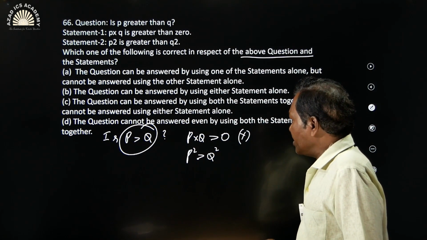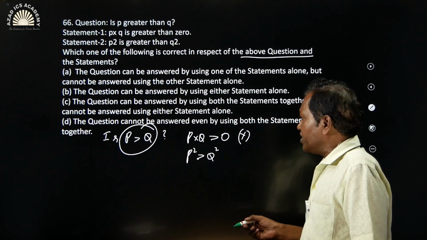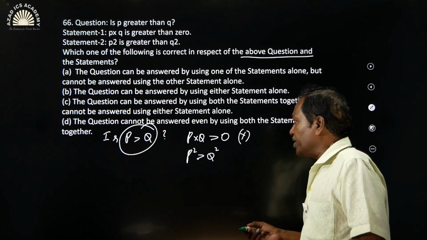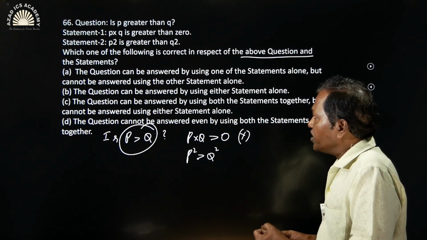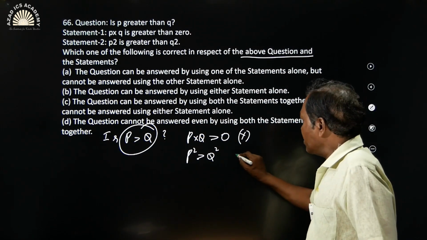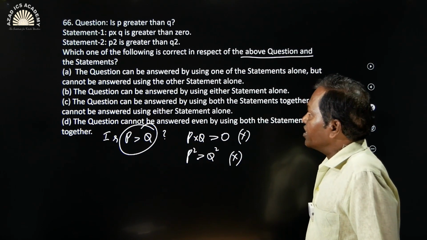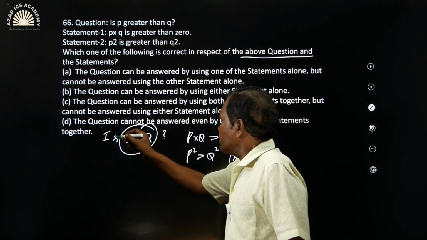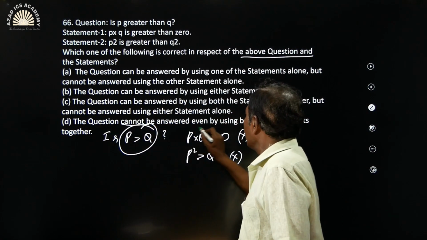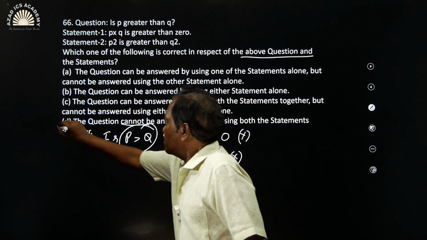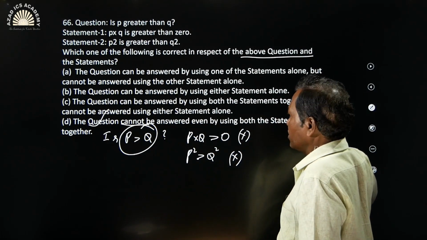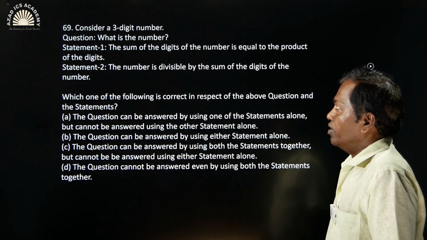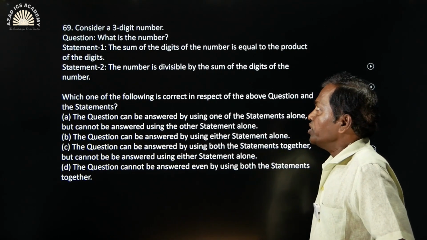And P square greater than Q square is again the same thing. What is the value of P? But at least one variable essentially has to be given, so it is not given. So neither statement is correct. The question cannot be answered by using both the statements. So this is option D. Yeah, fine.